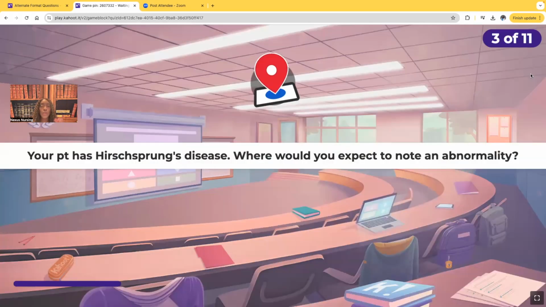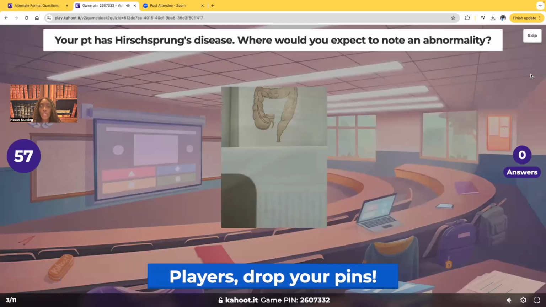All right, pin your answer. So you're going to click on the correct space, okay? Your patient has Hirschsprung's disease. Where would you expect to note the abnormality?